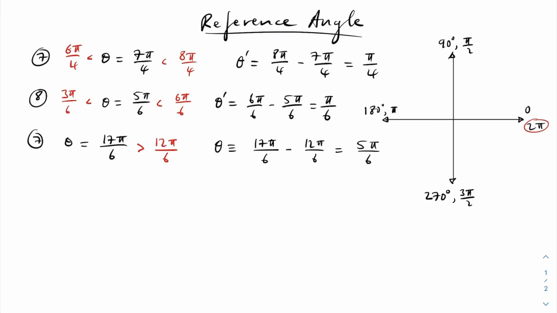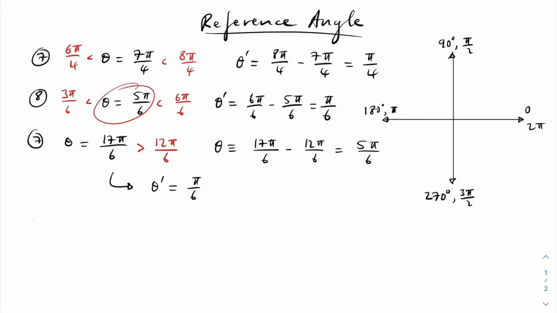And so if you look at example 8, we've already dealt with 5 pi over 6, and we know for sure that it falls between 3 pi over 6 and 6 pi over 6. And so therefore, the reference angle for the angle 17 pi over 6 should be the same as the reference angle for the angle 5 pi over 6. So we're going to have here that theta prime is also equal to pi over 6.